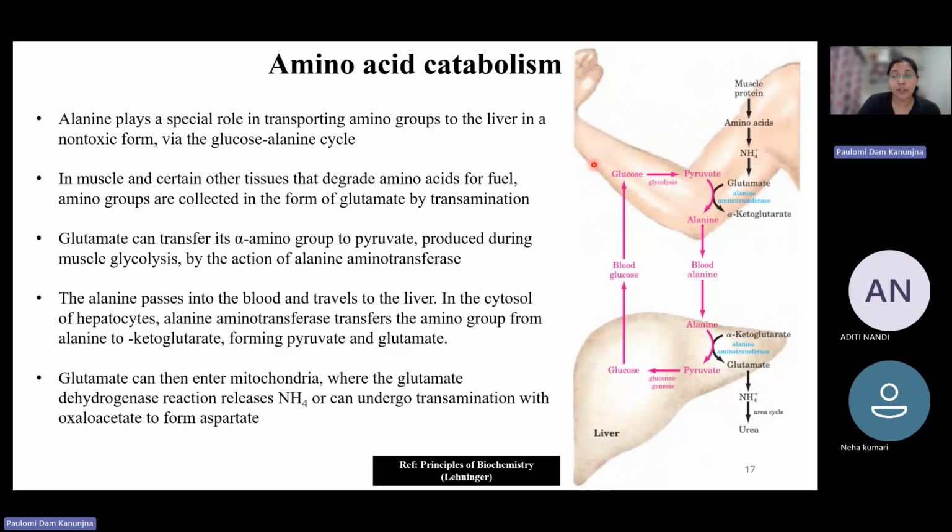And again, non-toxic form. Again, it has to come from muscle to liver, from brain to liver as glutamine. From muscle to liver, it will come as alanine. That's the shuttle we are talking about.